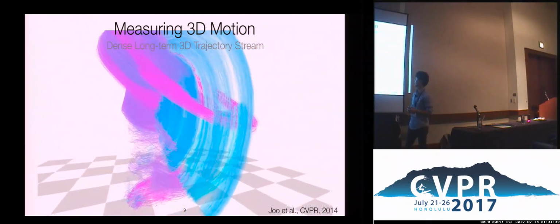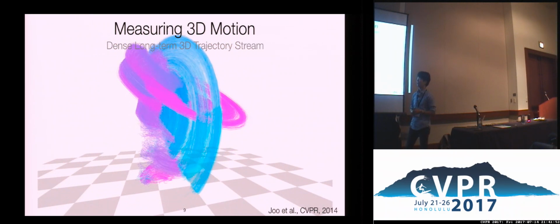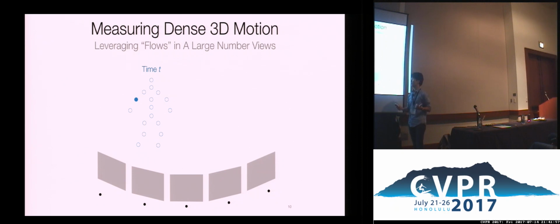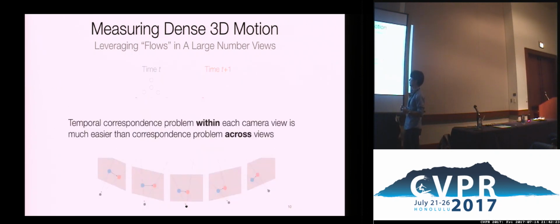In this case, I did 100,000 points of movement. The algorithm is pretty simple. Let's assume that we have a 3D structure at time t, and our goal is to get its motion. We project the point on all the views, take the optical flow information, and backpropagate it back to get the movement. So it's a pretty simple algorithm, and it addresses this temporal correspondence problem within each view.